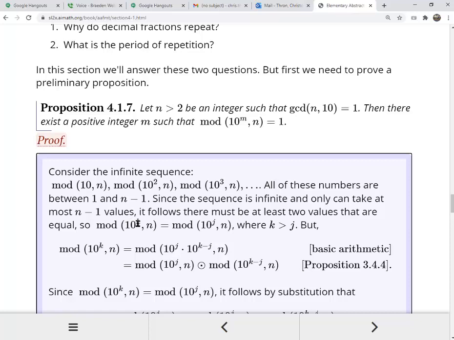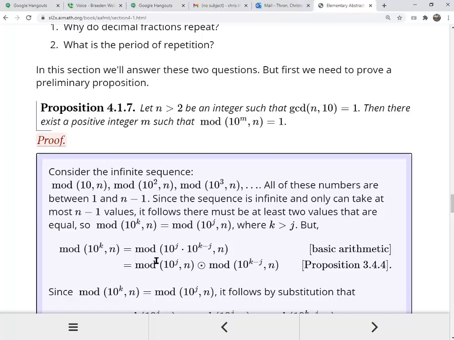I don't know which 2 values there are. Let's say 10 to the k and 10 to the j, and we can choose them so that k is bigger than j. Okay, so we have so many values in this sequence, at least 2 of them must be the same because there are only n minus 1 distinct values. So I'm going to just choose 2 of them at random. Now I can always also do this, mod n. Now 10 to the k is just 10 to the j times 10 to the k minus j. That's your base and exponent rules.